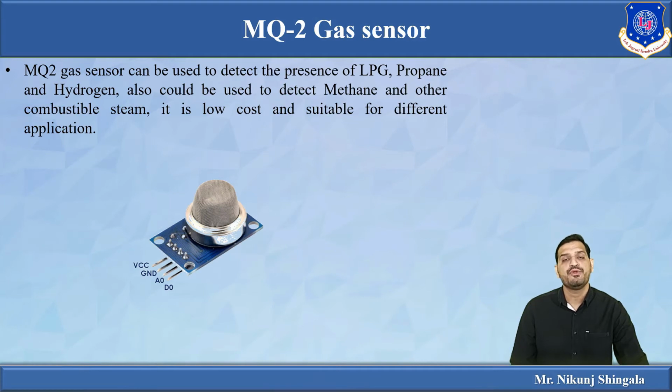So basically MQ2 is a type of gas sensor. As I mentioned, there are different kinds of gas sensors available, like MQ2 and MQ4, which detect different kinds of gases. Basically, the MQ2 gas sensor is used to detect the presence of propane gas, LPG gas, hydrogen gas. It is also used to detect some toxic gases like methane and other combustible steam. It is also used to detect smoke. Basically, these kinds of gas sensors are used for safety purposes in different places. The sensor is sensitive to flammable gases and smoke, as I mentioned.